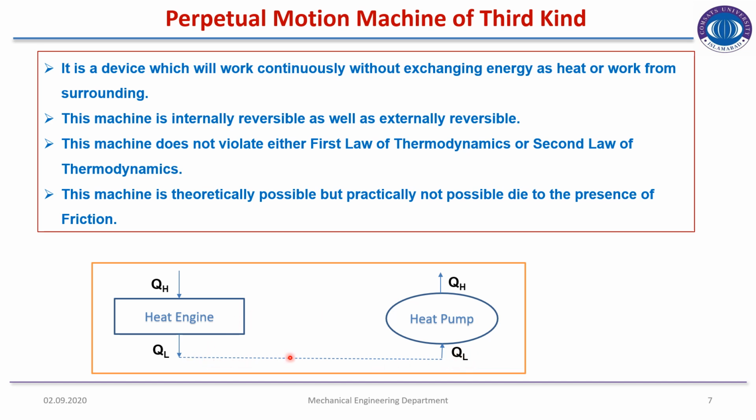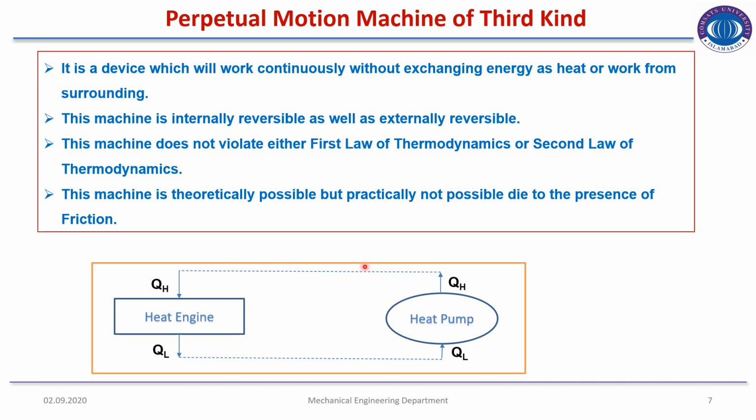Therefore, we have joined these points. So output of heat engine is equal to the input of heat pump, whereas QH amount of heat received by heat engine from high temperature thermal energy reservoir is equal to the amount of heat QH rejected by heat pump into the high temperature thermal energy reservoir. Therefore, we have joined these points as well.